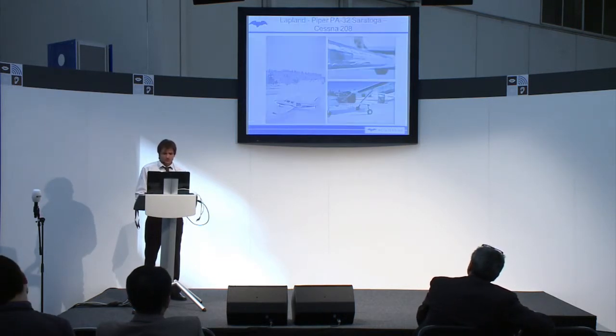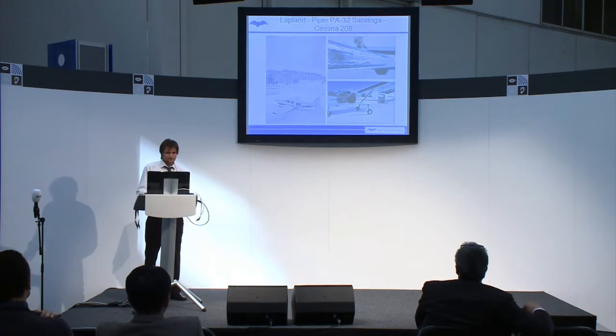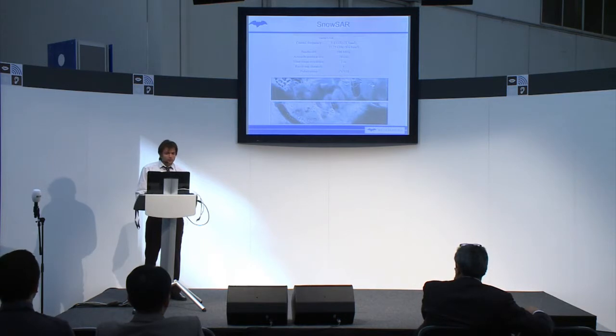Here, just to give you a snapshot of the flying conditions, the instruments were mounted on different platforms like a Piper and a larger Cessna. You basically use 2 bands in order to make pictures of the snow. And by using 2 bands, you can see the properties of the snow, how dense, how compact it is.